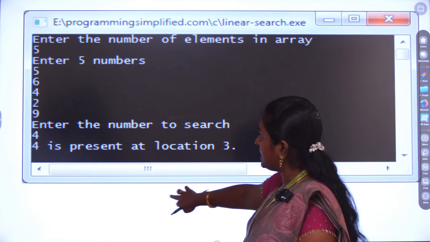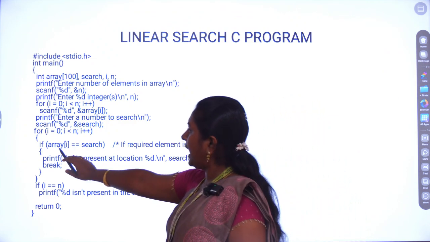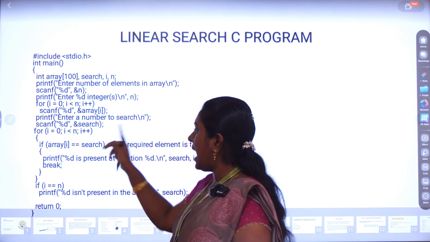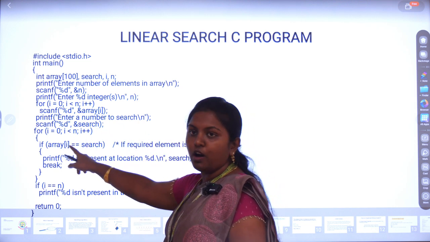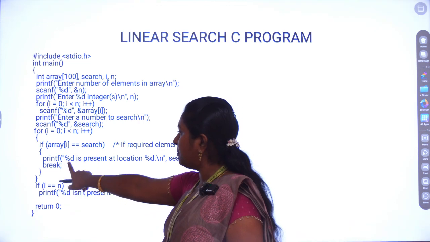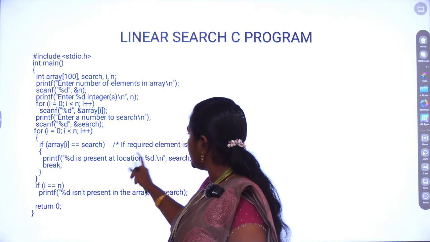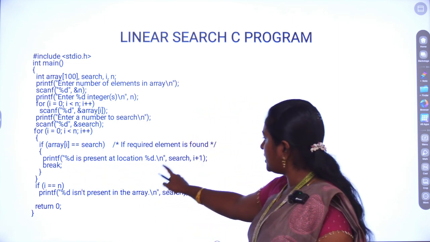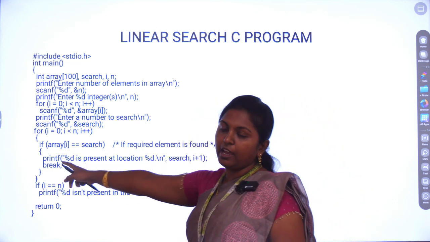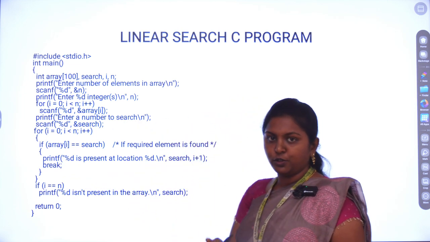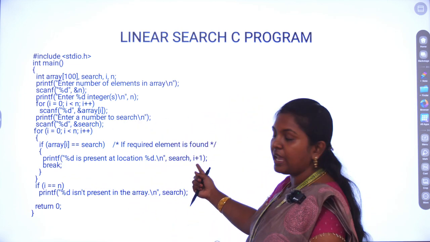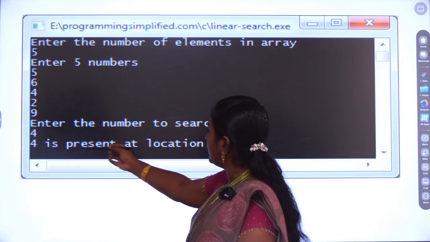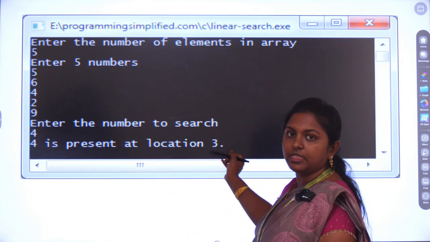So here you can see a of 2 is equal to the search number 4, and we are retrieving that a of 2 here, and you can print that 4 is present. Since our search number 4 is present at location i plus 1, the array index is 2 and our location is i plus 1, which means 3. So you can see the output, 4 is present at the location 3.